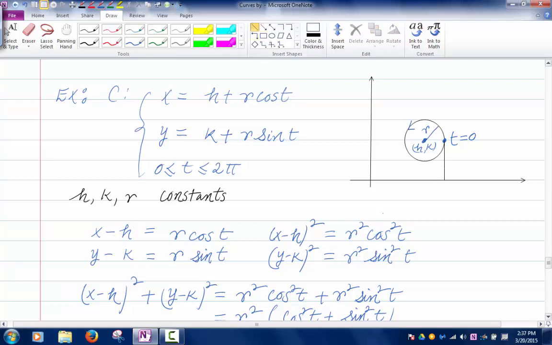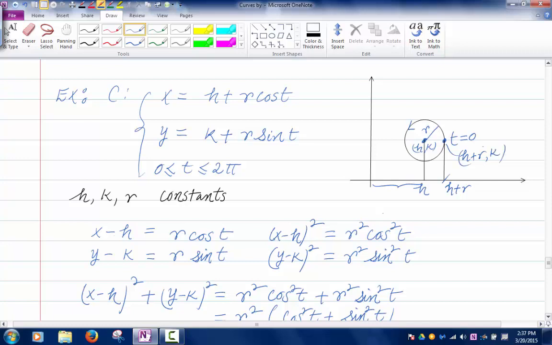what's the x-coordinate of this point? Notice that the x-coordinate of the center is h. So that's the distance from here to here. And what distance is here? That's the radius, right? So this point here, then, is h plus r. Is everybody okay? And then, of course, the height is k, because that's the height of the center. So this point here is (h plus r, k).